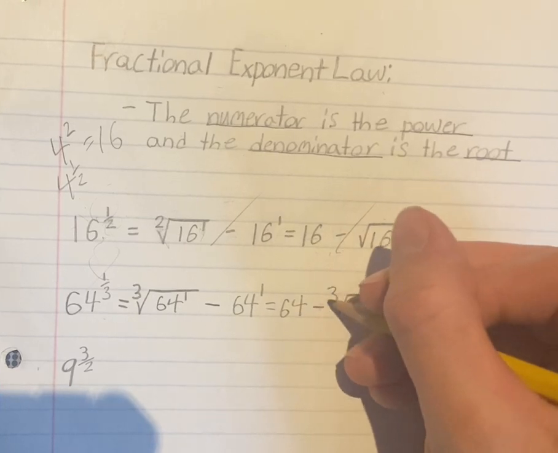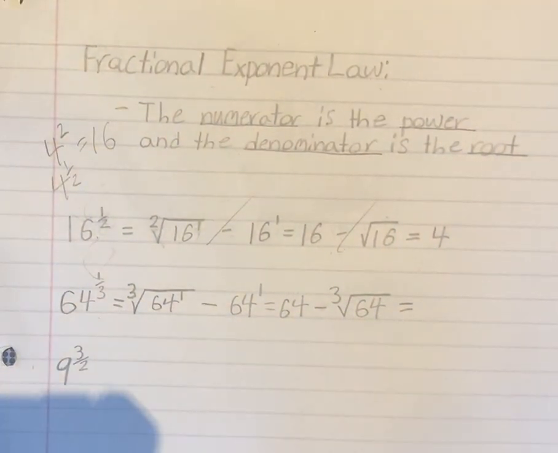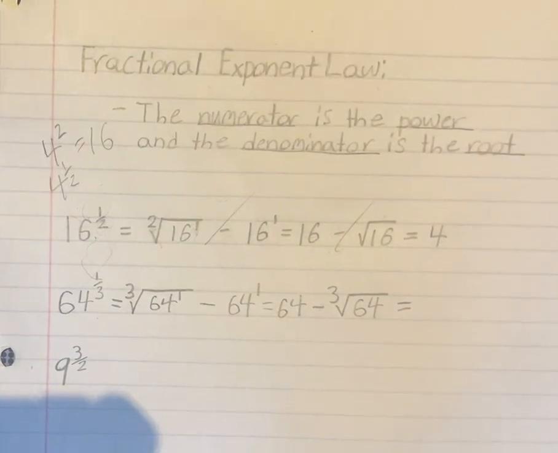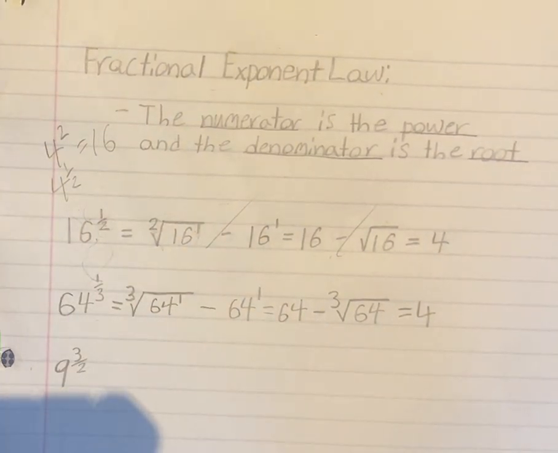64 cube rooted equals, I should have checked this. 64 cube rooted, I believe it's 4. And it's very, very simple.